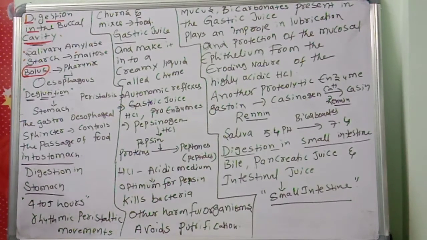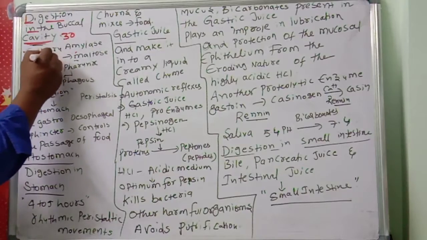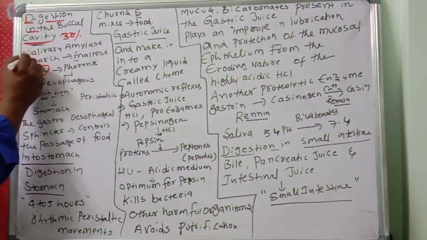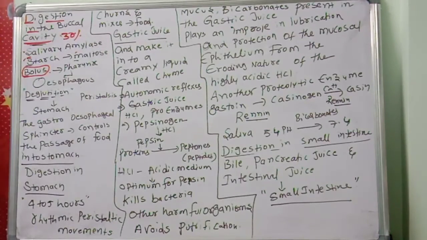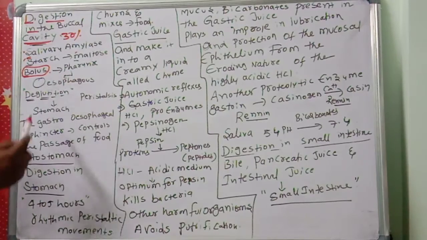Very, very important: about 30% of the polysaccharide starch is hydrolyzed by salivary amylase. 30% of the starch is hydrolyzed by salivary amylase into the disaccharide maltose, and the bolus reaches the pharynx.